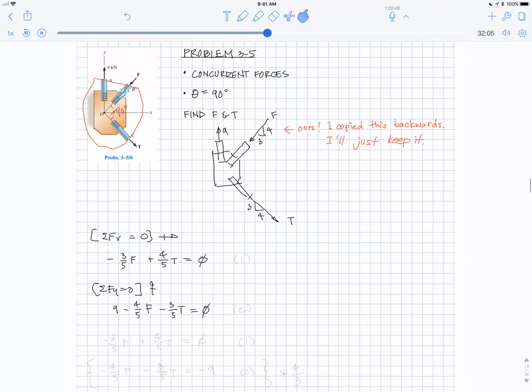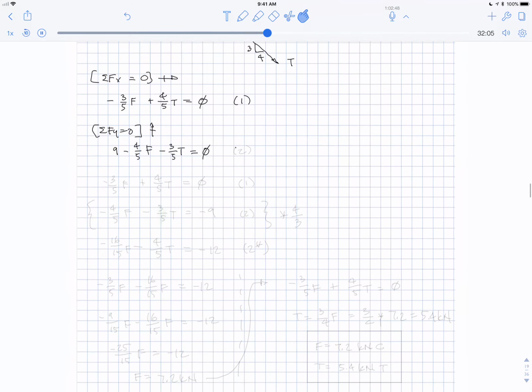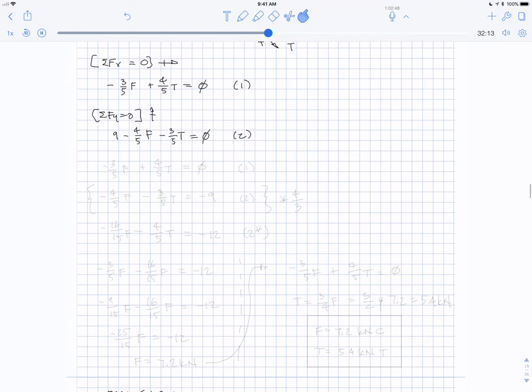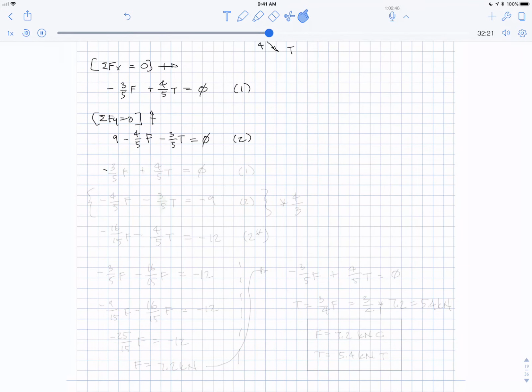So all I'm going to do now is just rewrite. I'm going to call this equation 1 and equation 2. I'm going to rewrite those two equations with all the unknowns on the left-hand side, all the knowns on the right-hand side. And I'll also keep the order of the unknowns the same in each of the equations. So equation 1 becomes minus 3/5 F plus 4/5 T equals 0. And equation 2 becomes minus 4/5 F minus 3/5 T equals minus 9. So that's now equations 1 and 2.